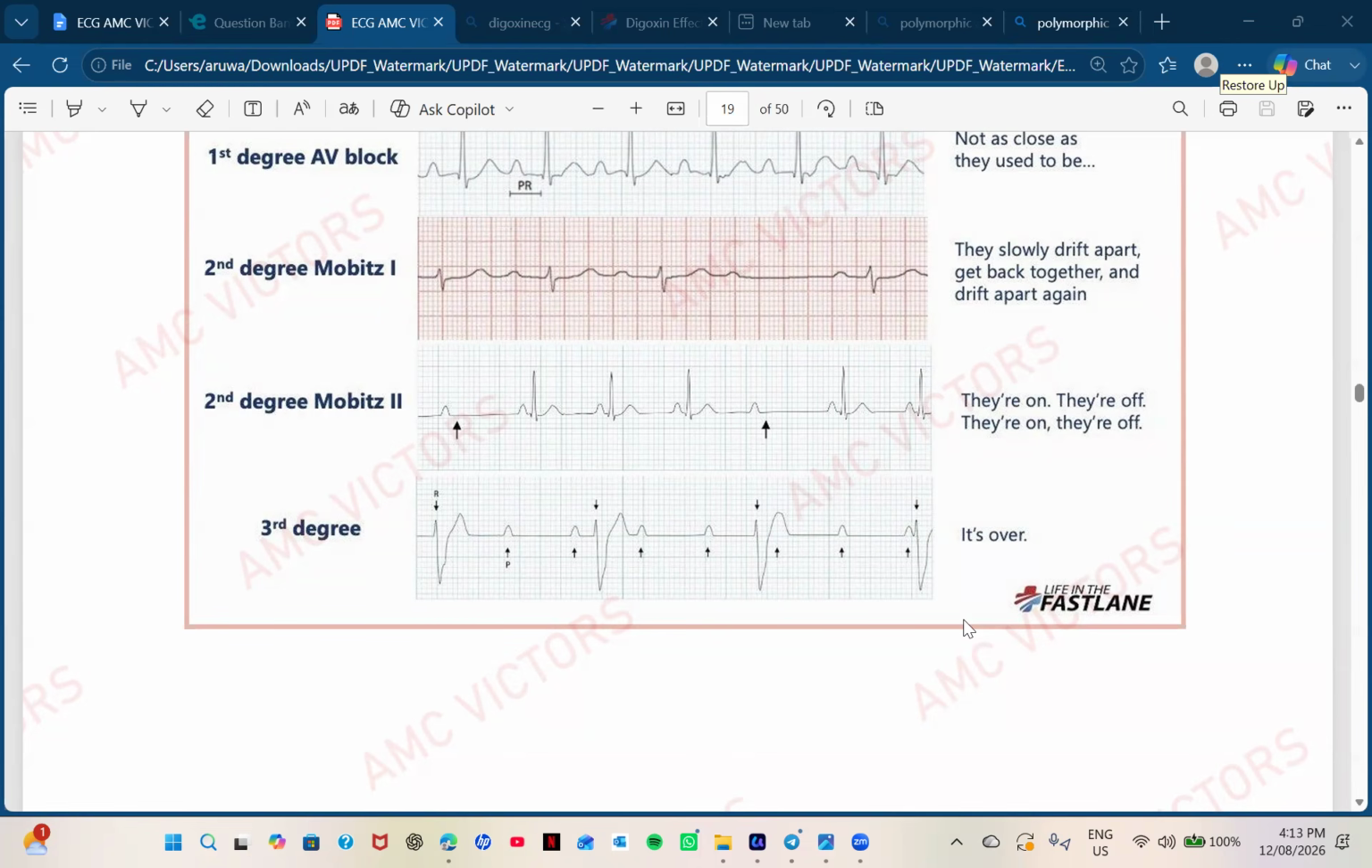Can you see? Is there any relation between PP and RR? Yeah. There is no relationship between P and QRS, which is what we are asking about with the PP intervals and RR intervals.